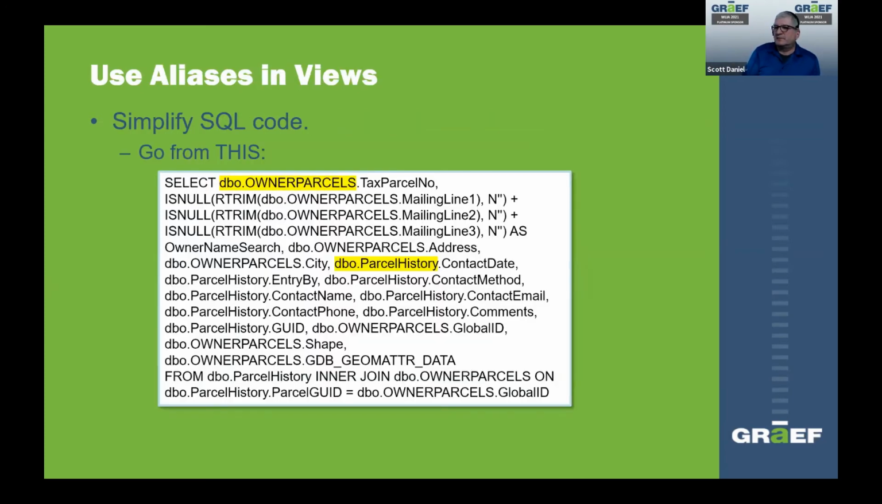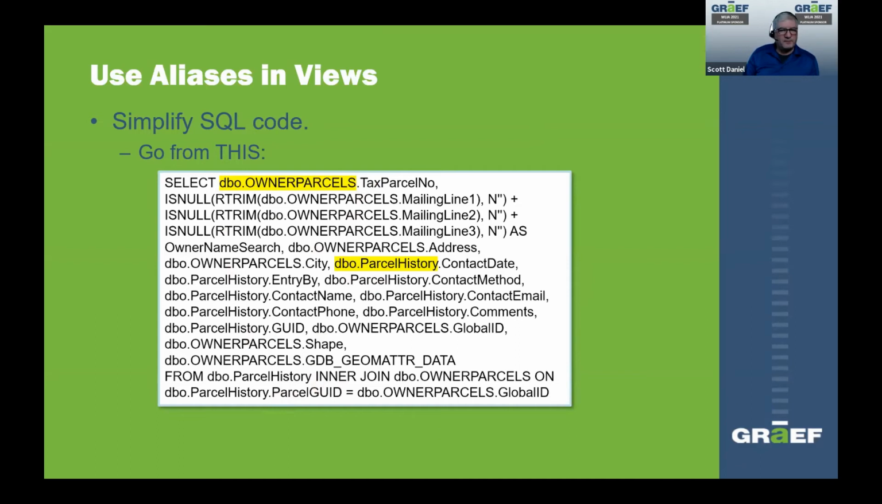Aliases. When you're doing things in views, it really helps to be able to read the code when you are aliasing the tables. For example, you can go from a real complex looking, crazy view definition of a select command, where you see owner parcels duplicated in here and parcel history duplicated in here. So there's a couple of tables being used here.